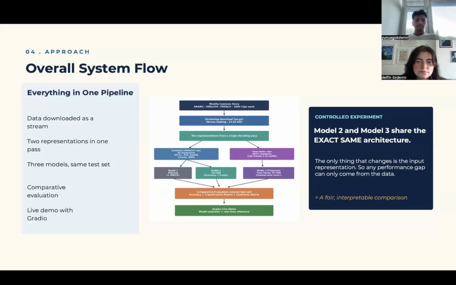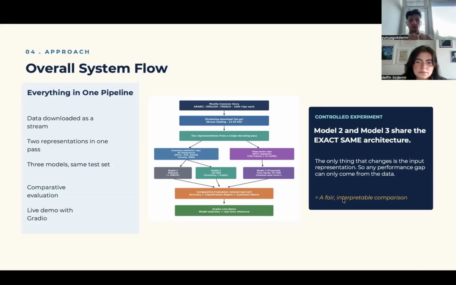And here's the overall system at a glance. Reading the diagram top to bottom, the data is downloaded as a stream. That is the pipeline that's been described. From a single decoding path, we extract both representations, and then all three models are trained and evaluated on the same test set. We compare them with accuracy, classification reports, and confusion matrices. And then at the very bottom, there's a live demo.